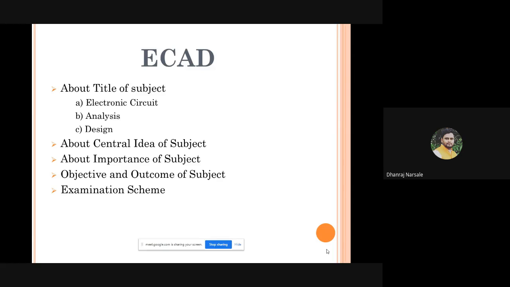So in simple language we can say that design is a plan before an action which consists of all the information regarding the physical construction of the electronic circuit, and with the help of design we can get the desired values of components. Okay, so this is known as design.